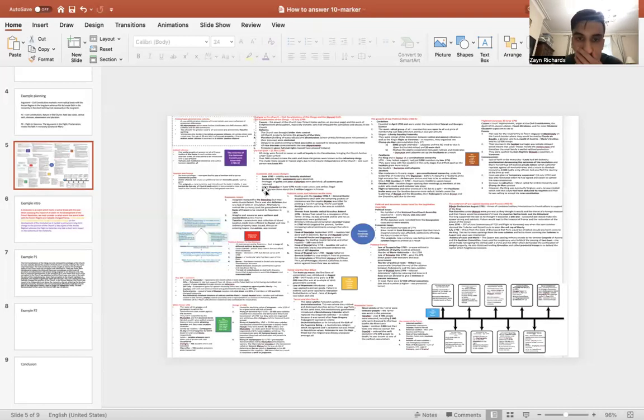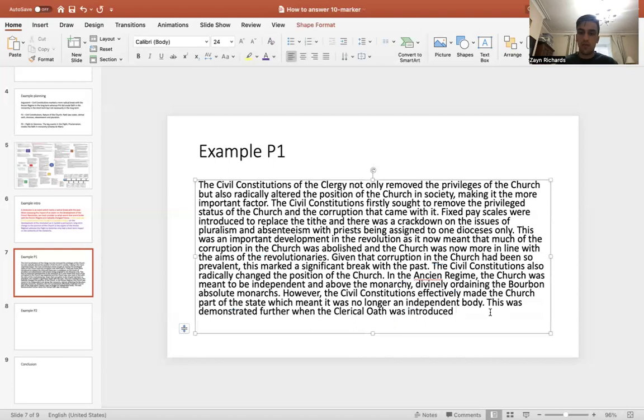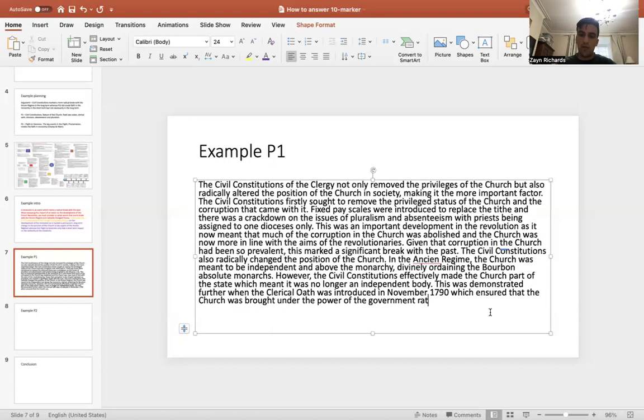I need the specific date. Introduced in November 1790, which ensured that the church was brought under the power of the government rather than being the source of power as it had been for the kings in the Ancien regime. Okay, something like that.